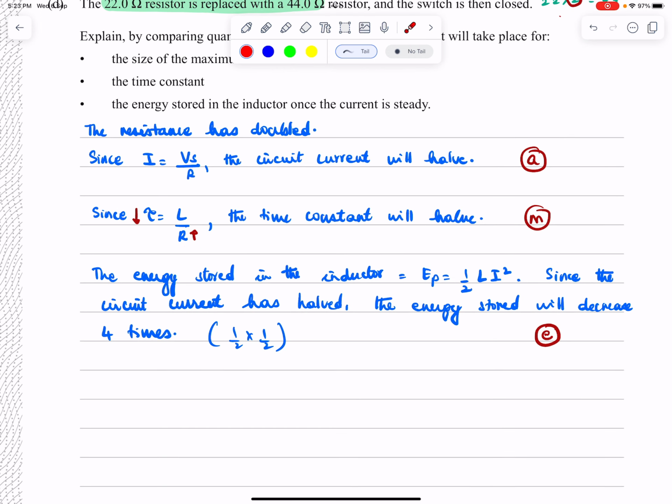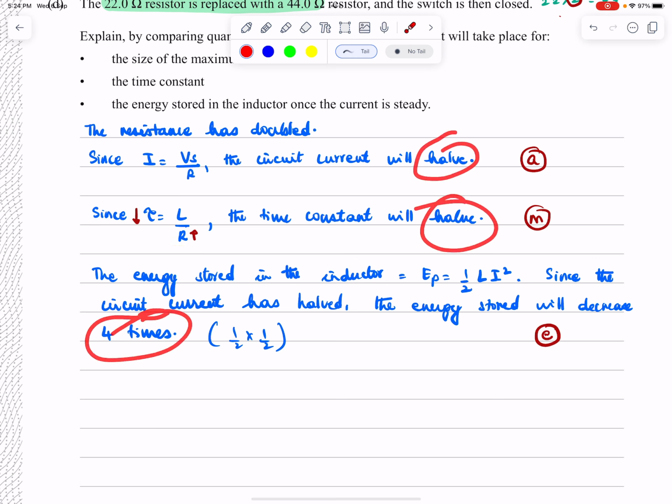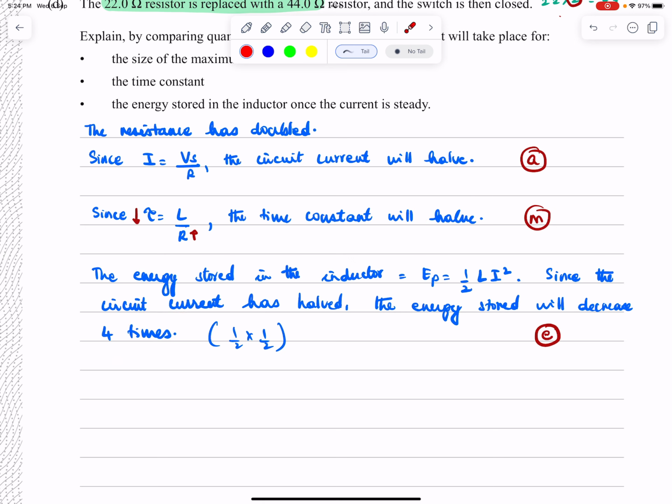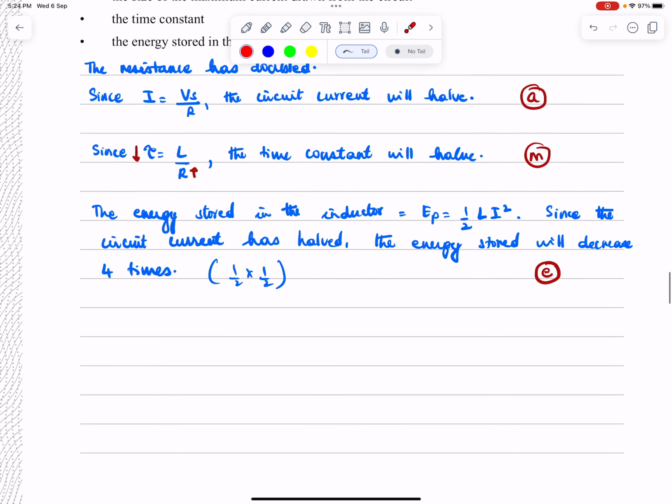Now the energy stored in the inductor is half L i squared. Now the current is halved, so the energy stored will decrease 4 times because it's half times half. Why is it half times half? Because it's current squared. So if you got all this, including the formulae and saying half, half, and 4 times, then you will get your excellence.